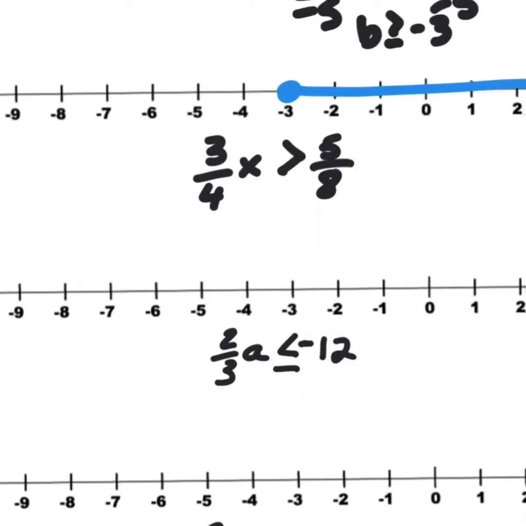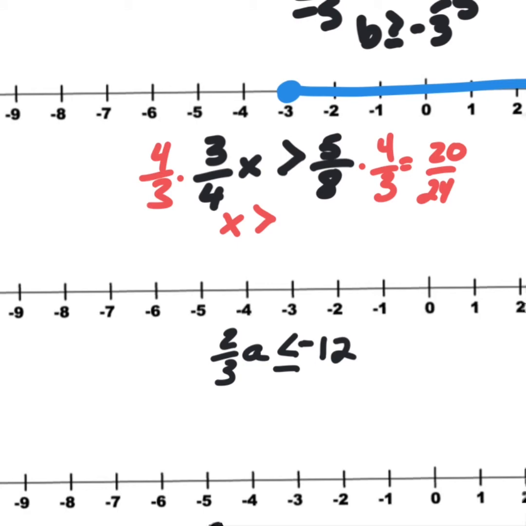3/4 x is greater than 5/8. I'm going to need to get rid of that 3/4, so I'm going to multiply it by 4/3, just the reciprocal. That cancels that out, it becomes 1. So then I get x is greater than. Then if I multiply one side by 4/3, I have to do the other side by 4/3. I get 20/24ths, and that is going to give me 10/12ths, but then also, let's see, divide both by 4, I get 5/6. So x is greater than 5/6.